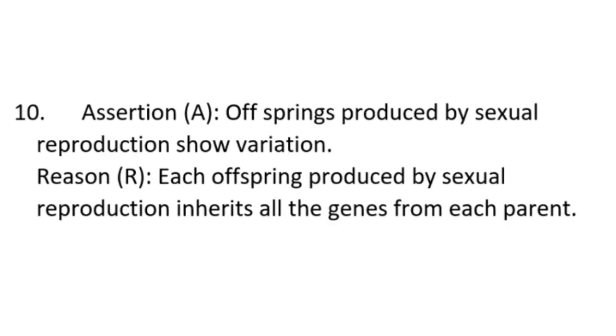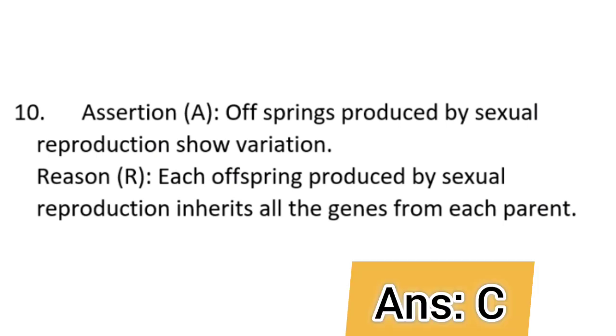Next, assertion: offsprings produced by sexual reproduction show variation. Reason: each offspring produced by sexual reproduction inherits all the genes from each parent. So, offsprings produced by sexual reproduction show variation is a correct answer, because the genes from two parents are involved. Each offspring produced by sexual reproduction inherits all the genes from each parent is wrong, because they are receiving only the haploid content, or one set of the chromosomes, from the parent. So here we can say option C is correct, assertion is correct, reason is false.